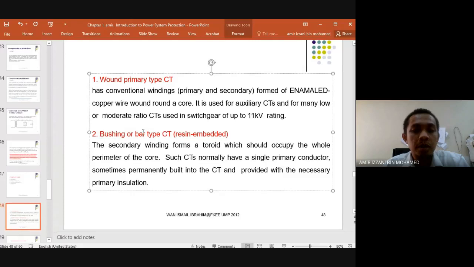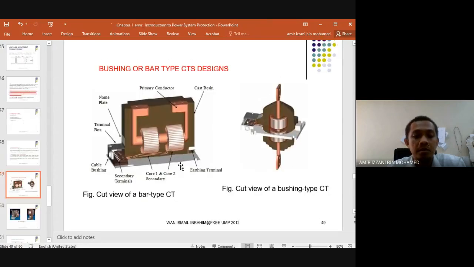For bushing or bar type CT, the secondary windings form a toroid which should occupy the whole perimeter of the core. Such CTs normally have a single primary conductor, sometimes permanently built into the CT and provided with necessary primary insulation. Okay, this is how it looks. On the left is bar type CT. On the right side is bushing type CT. So this is the primary conductor, this copper. Okay, this copper is the primary conductor.